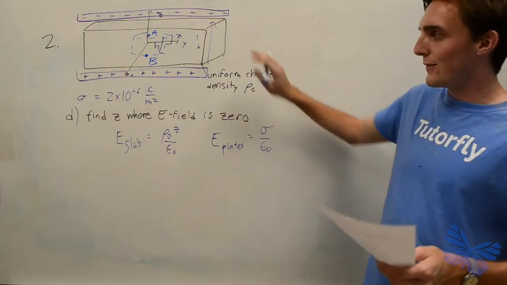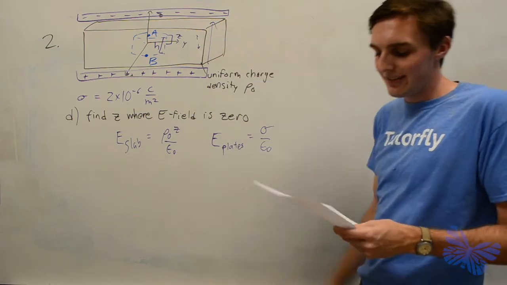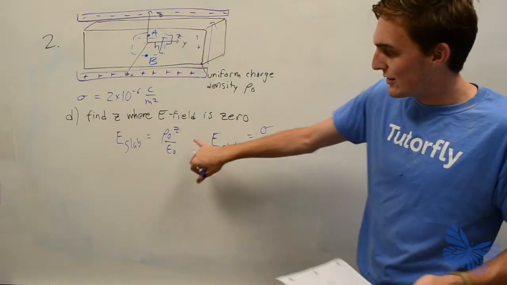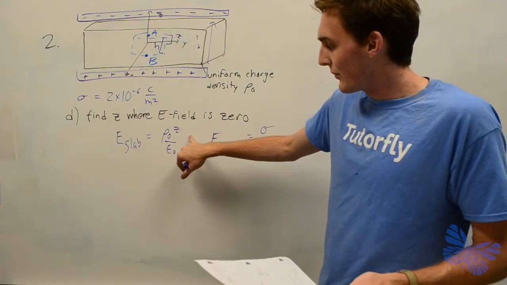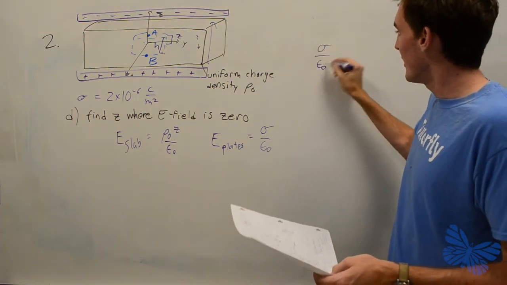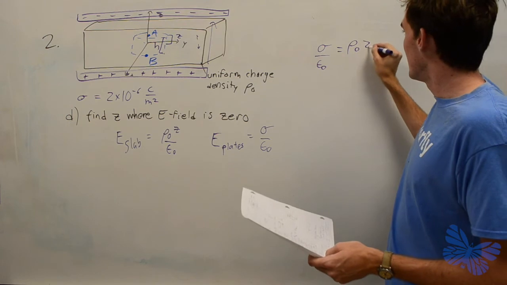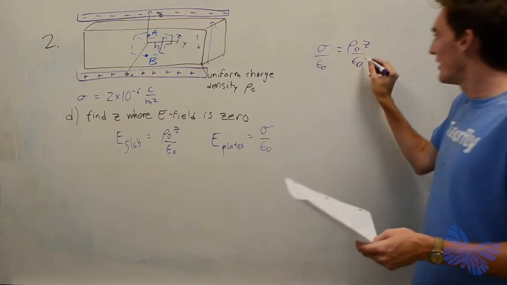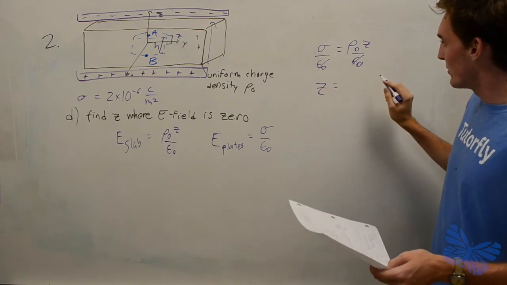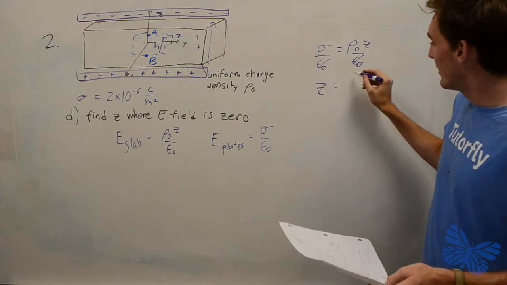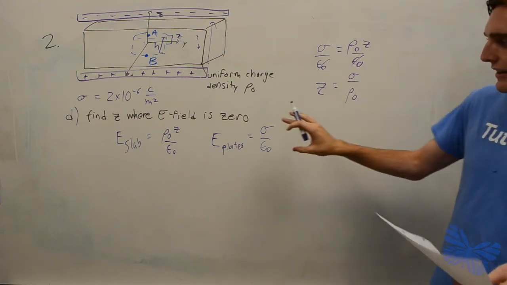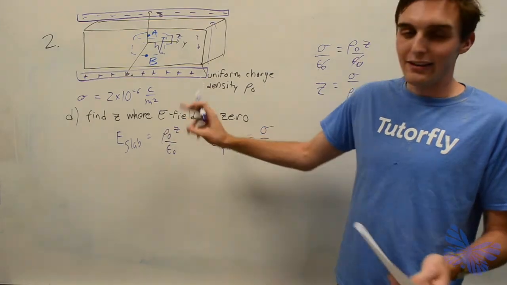And that's if the surface charge density is the same on each plate, which in this case it is. So basically all you need to do is set these two equal to each other. We'll get sigma over epsilon naught equals rho naught z over epsilon naught. These will cancel, so we get z equals sigma over rho naught. And in this case, this electric field should actually be negative, right?